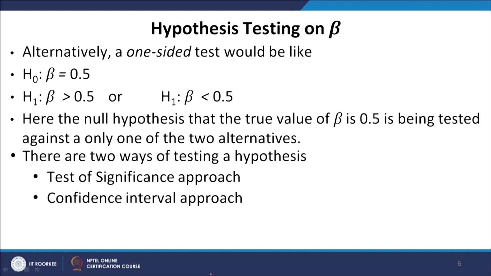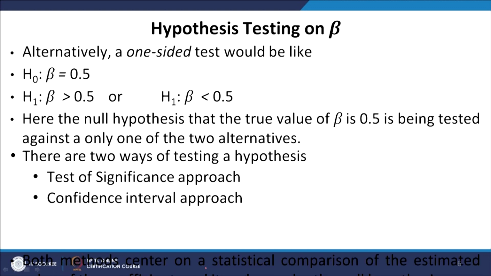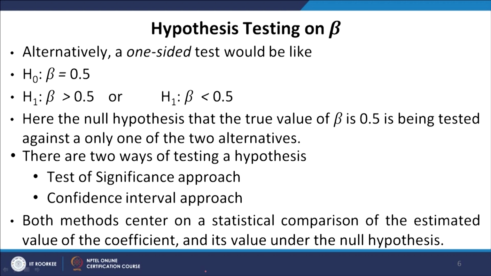There are two ways of testing a hypothesis, two alternative approaches that lead to the same results: the test of significance approach and the confidence interval approach. Both methods center on a statistical comparison of the estimated value of the coefficient and its value under the null hypothesis. So, it compares the estimated value of the coefficient with a statistical value that is given by the distribution or whatever testing procedure we follow.